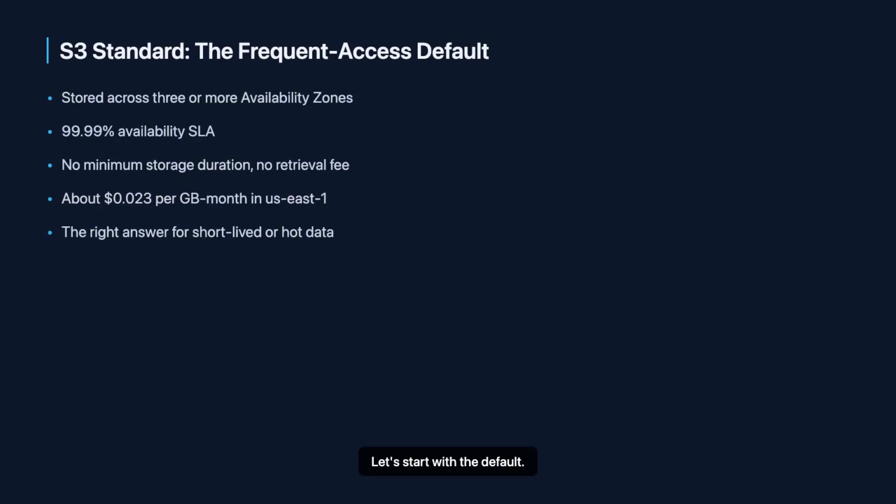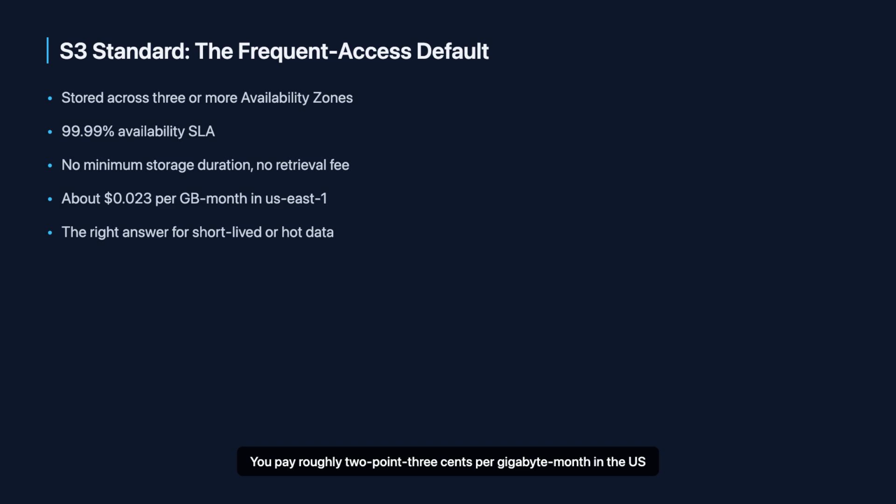Let's start with the default. S3 Standard stores every object across 3 or more availability zones. That's where the multi-AZ resilience from episode 3 shows up. It carries a 99.99% availability service level agreement. There's no minimum storage duration, and there's no retrieval fee.